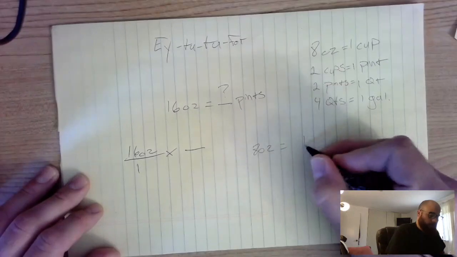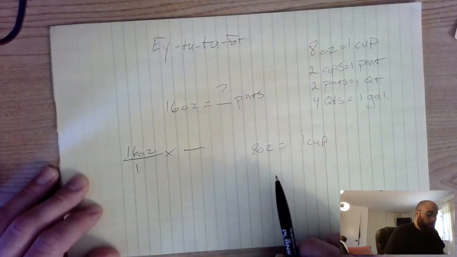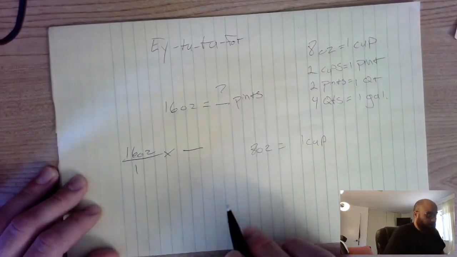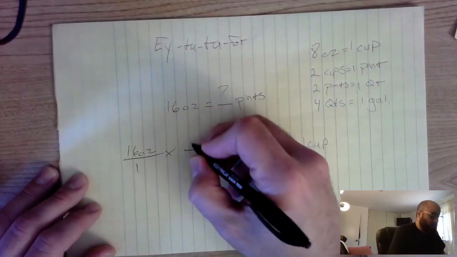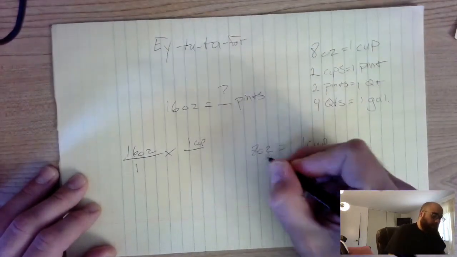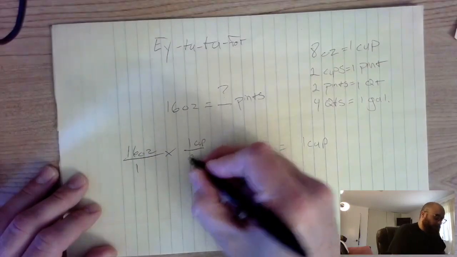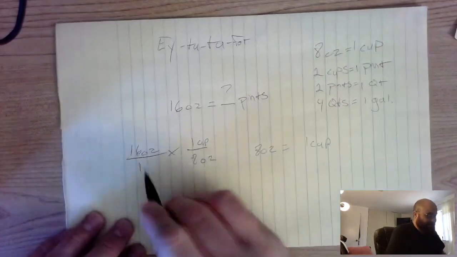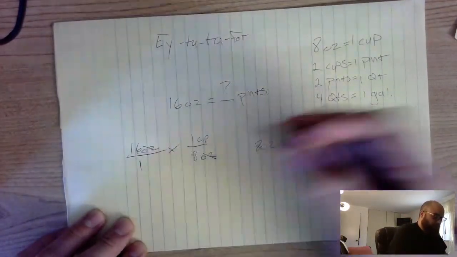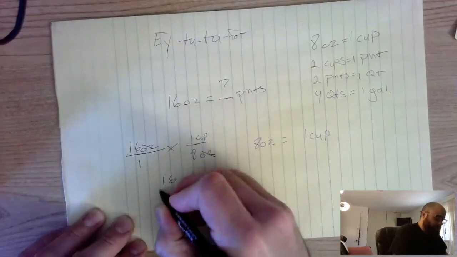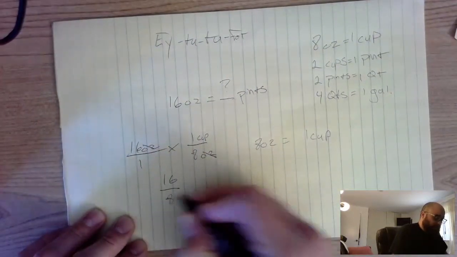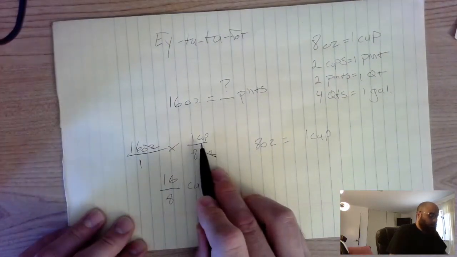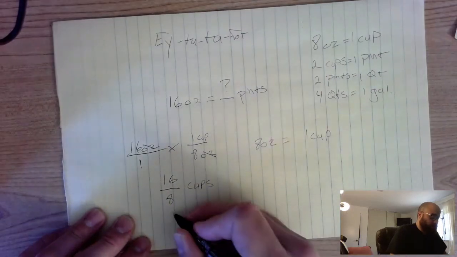equals 1 cup. Do I want to put the 8 ounces on the top or the 8 ounces on the bottom? Well, since I know I want this number to get smaller, I'm going to put the 8 ounces on the bottom. And another way is I know I want the ounces to cross out, right? So if I have ounces up here, I don't want ounces squared. That doesn't make any sense. So I'm going to cross out ounces, ounces. I end up with 16 times 1 is 16 over 8. And the unit I'm left with is cups.